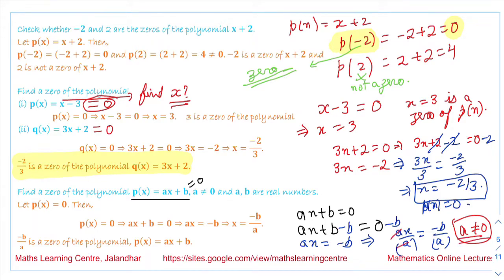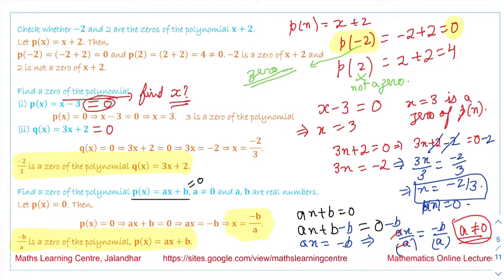So this a gets cancelled and we get the value of x is equal to minus b over a. So we say minus b over a is a 0 of the polynomial p(x) is equal to ax plus b.